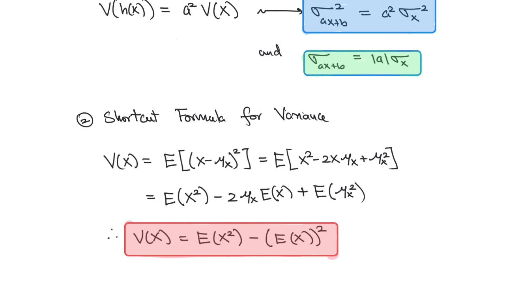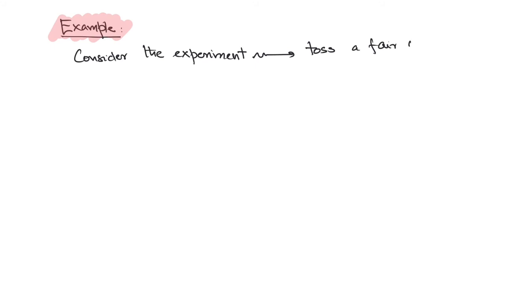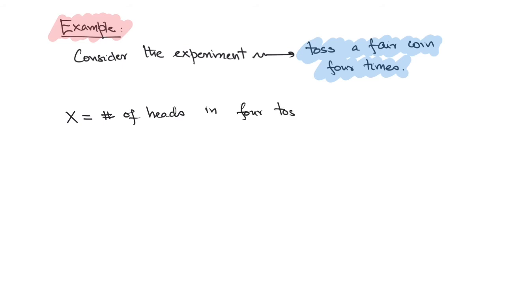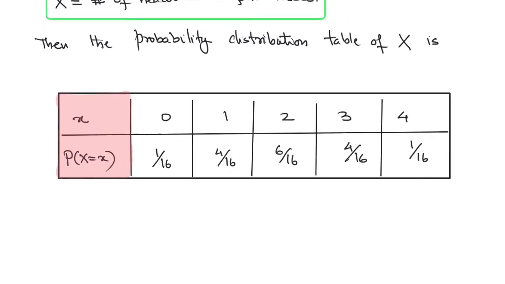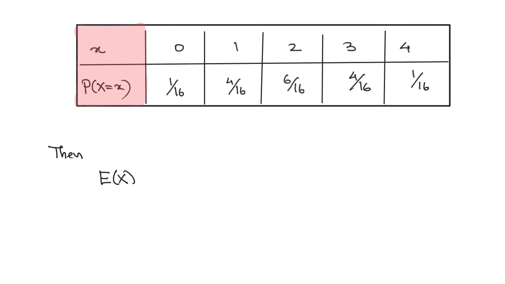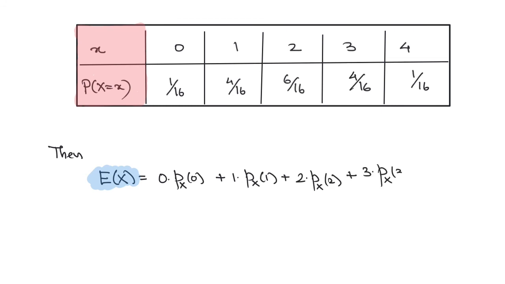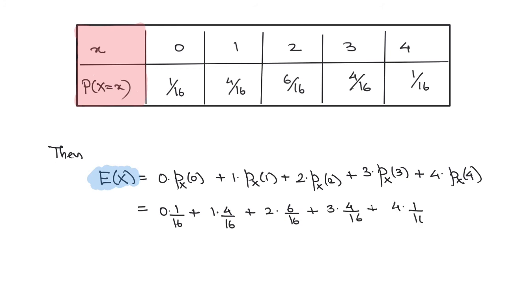We finish this video with an example. Consider the experiment where we toss a fair coin 4 times. Let x be the random variable that counts the number of heads in 4 tosses. Then the probability distribution table for x is calculated as follows. The random variable takes values 0, 1, 2, 3, and 4. And we can then calculate the expected value of this random variable using the formulas presented earlier. Notice that the sum is taken over the values of the random variable, and the calculation proceeds as follows to arrive at the expected value 2.